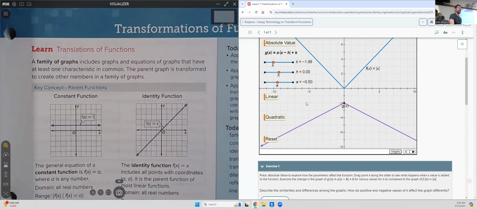Start calling on random people. What does it appear? What does that relationship seem to be?